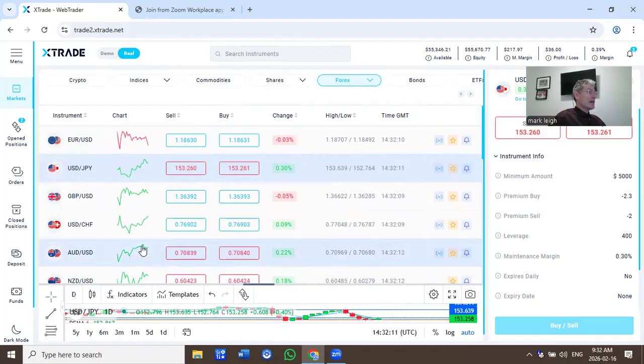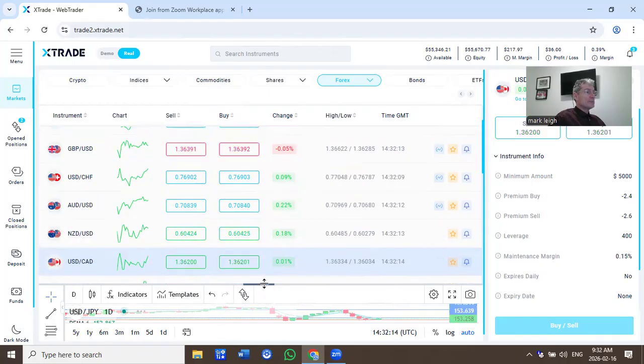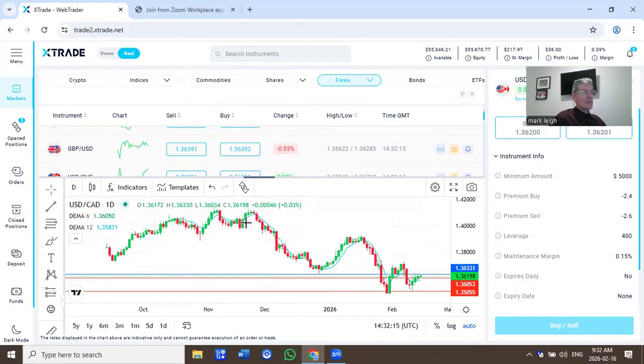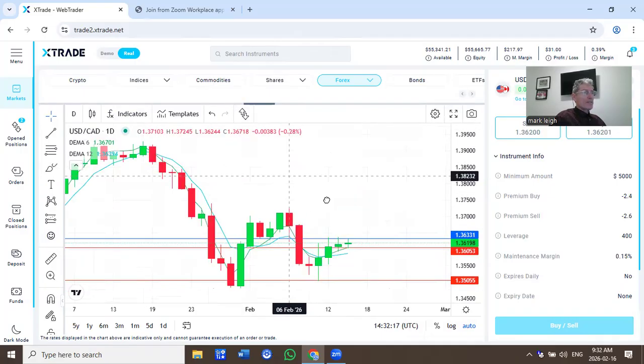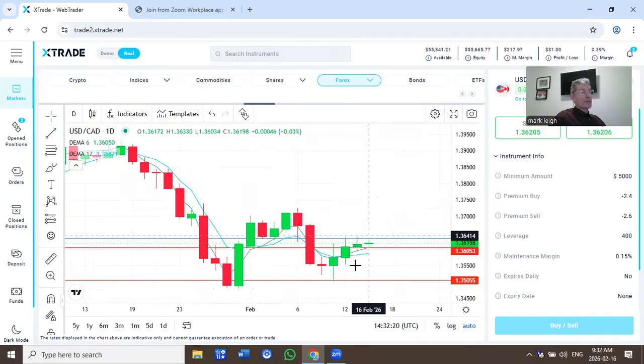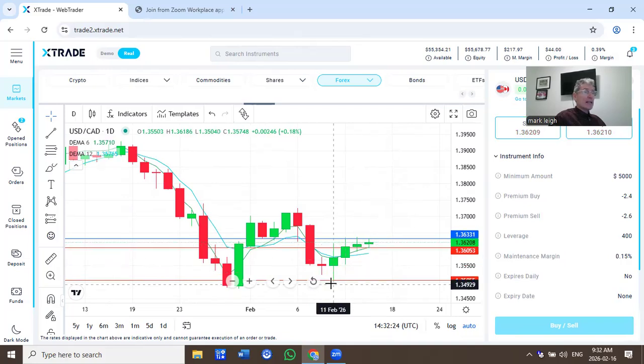US dollar against the Canadian. Very narrow body of the candlestick, almost a doji, but if anything, a little green. And certainly we can see over the past 4 days higher lows, which is bullish. I've got support at 136.05.